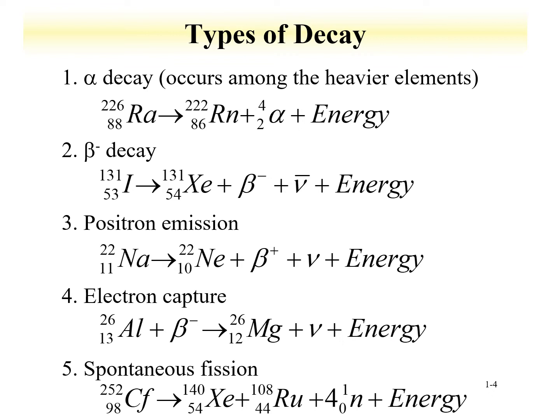And then a final type of decay is spontaneous fission, where an isotope will spontaneously break into two components. An example here is californium-252 going to an isotope of xenon, an isotope of ruthenium, and then some neutrons, and of course with energy produced. These aren't the only decays. There are other more exotic decays that we'll discuss in the course, but these are the primary decays that are dominant in the chart of the nuclides.